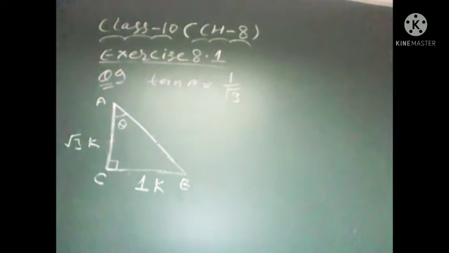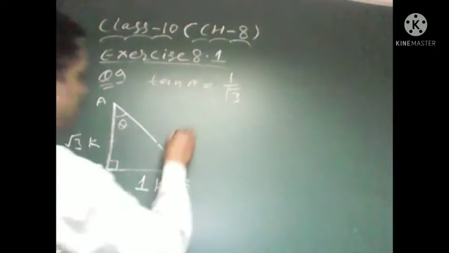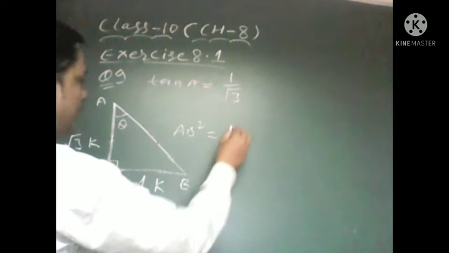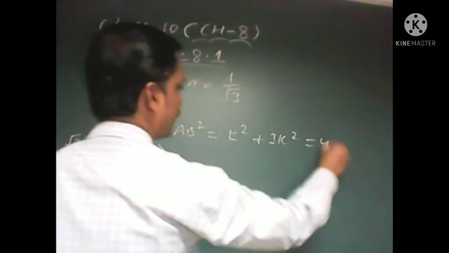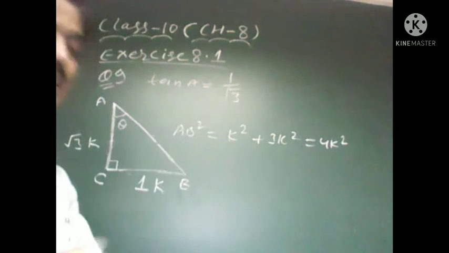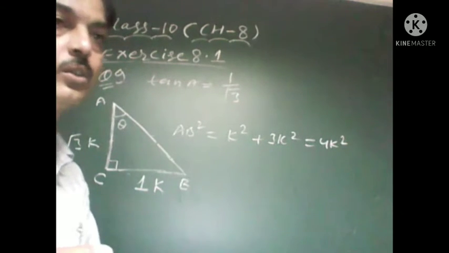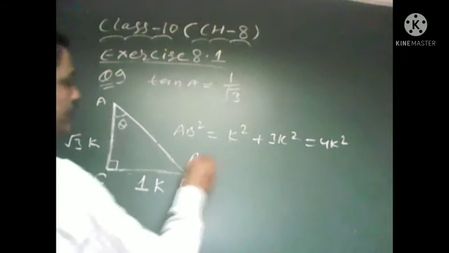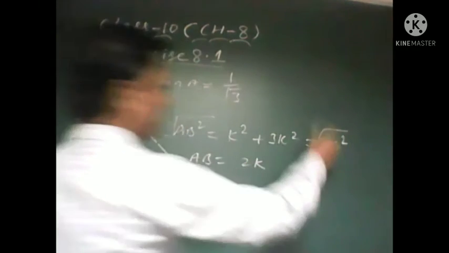Yes or no? Now, by using Pythagoras theorem, what we need to calculate? AB. AB square is equal to k square plus 3k square, that is 4k square. Yes or no? Yes. Now, what is AB? AB is 2k. Taking square root both sides, AB is equal to 2k.